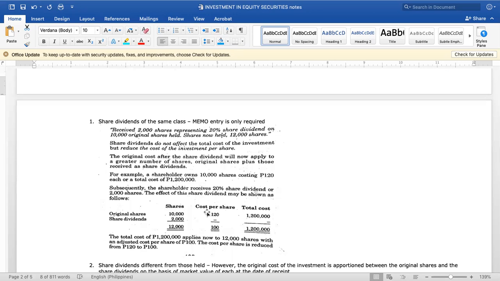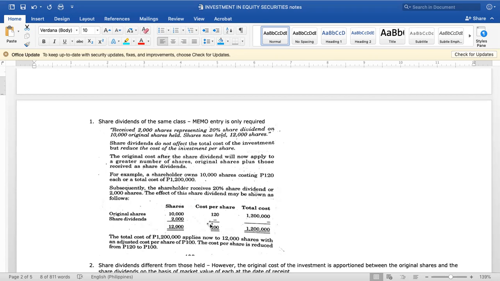So this is the illustration. Your original shares are 10,000. Di ba? The cost of the shares is 1,200,000. So therefore, the cost per share is 120 pesos. Okay. With the 20% share dividend, nadugangan ka og 2,000. Okay. Di ba? So wala tay cost per share, wala po tay total cost. Okay, so the total shares now is 12,000, but the total cost is the same, 1,200,000. But right now, pila na lang ang cost per share? That's 1,200,000 divided by 12,000, that is 100 pesos per share.